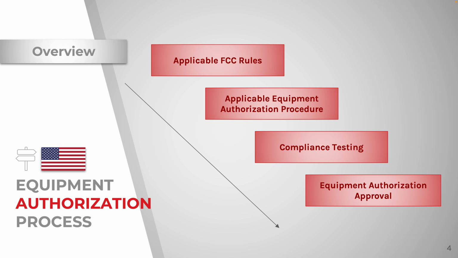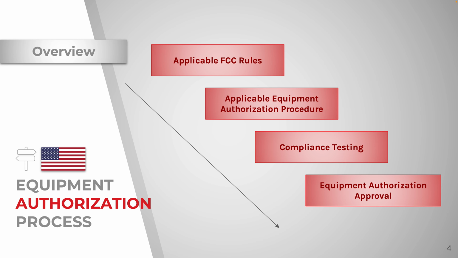Here we can see the high-level view of the equipment authorization process. The first step is to determine the FCC rules that are applicable to your device. This consists of initially determining if the device is a radio frequency device regulated by the FCC and subject to the FCC rules that determine all applicable technical and administrative rules to apply to the device requiring an equipment authorization. If the device is subject to the FCC rules, then the next step is to determine the specific type of equipment authorization that applies to the device. As explained in the last slide, there are two possible equipment authorization procedures for your device, SDOC and certification.